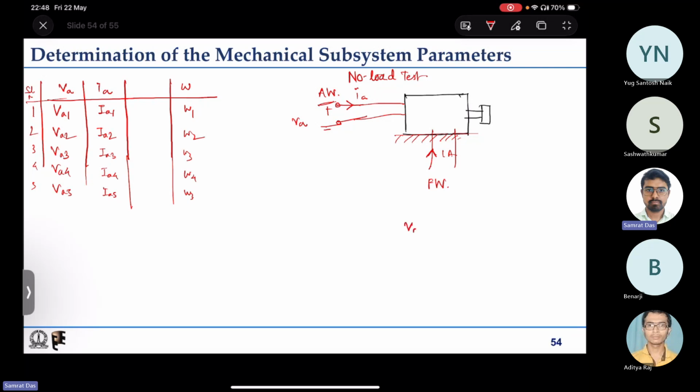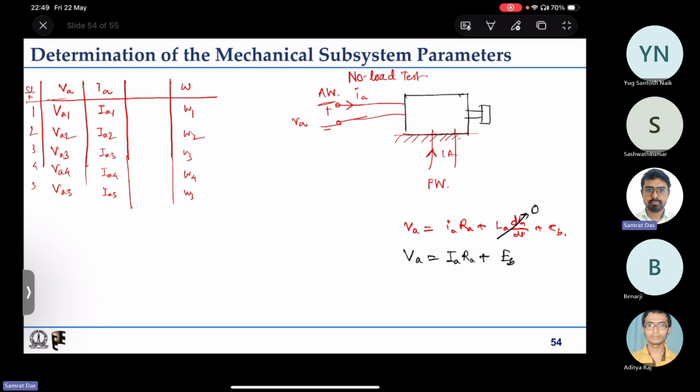So the armature winding VA is equal to IA RA plus LA dIA/dt plus EB. So that is the transient equation. Now because you are operating under steady state, that means your IA and VA are constant DC quantities. So the steady state equation is VA equal to IA RA plus EB. So you note that this term goes to 0 under steady state.